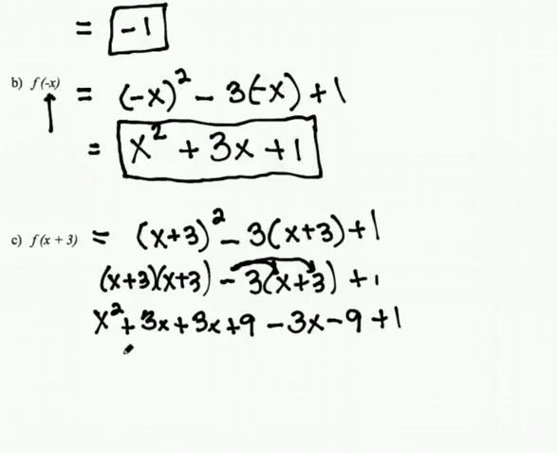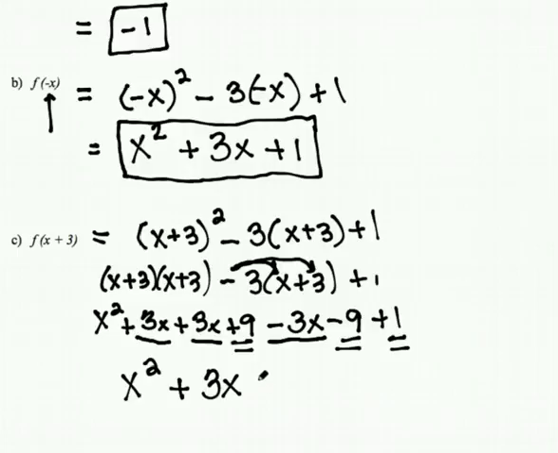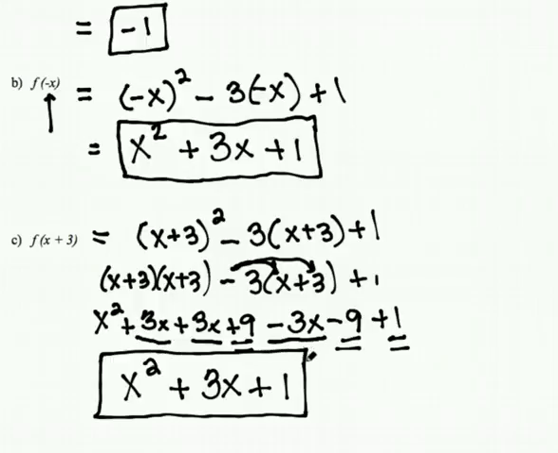So I have just one x squared, so x squared. Let's look at my x's. I have 3x plus 3x, which is 6x. And then I have a minus 3x over here. So 6x minus 3x is going to leave me with 3x. And then I have a positive 9 and then a minus 9. So positive 9 minus 9 is 0. But then I have this plus 1. So I'm left with x squared plus 3x plus 1. And that is my answer.